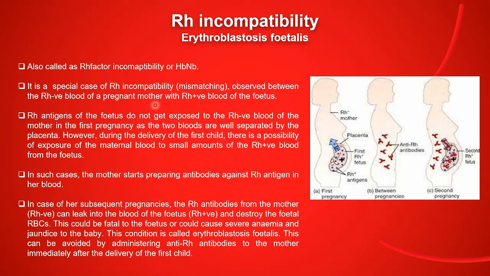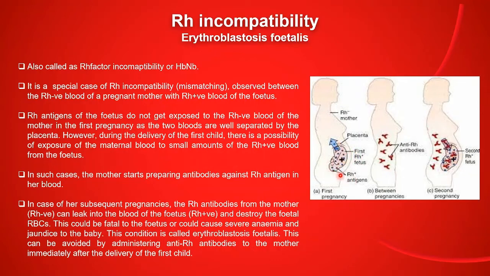The next factor is Rh incompatibility. That is also called Rh factor incompatibility or HDN. It is a special case of Rh incompatibility observed between the Rh negative blood of a pregnant mother and the Rh positive blood of the fetus. What will happen is that the first time, the Rh antigen of the fetus does not get exposed to the Rh negative blood of the mother in the first pregnancy, because the two are well separated.